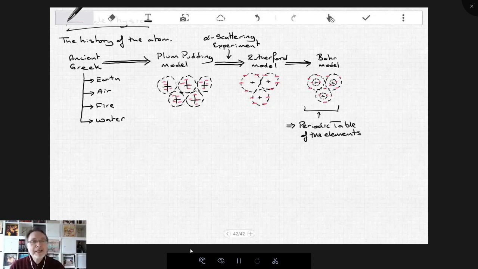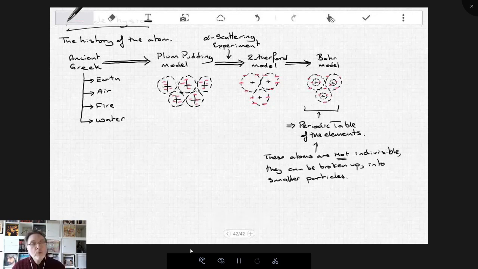A list of the basic building blocks that make up all of the matter, i.e. stuff with mass, around us. And that's fine, that works fine, but they're not indivisible. We know that atoms can be broken up into smaller particles, which are the protons, the neutrons, and the electrons, of course. So physicists today use a different term to mean indivisible.